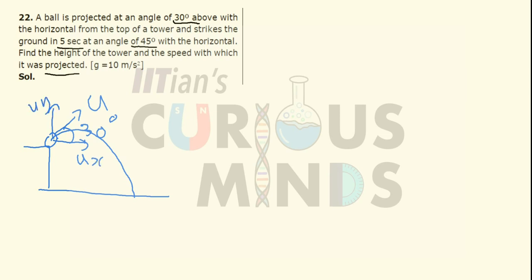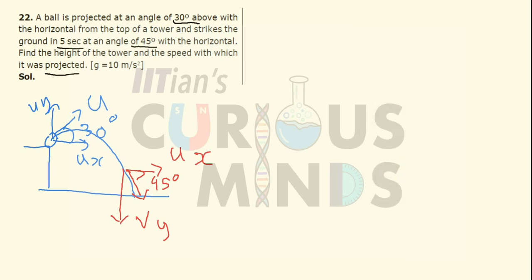When it strikes the ground at the other place, the angle made is given as 45 degrees with the horizontal. The horizontal velocity does not change, so it will remain ux, and the vertical velocity will change from uy to vy. The time period is given as 5 seconds and the final angle is 45 degrees.